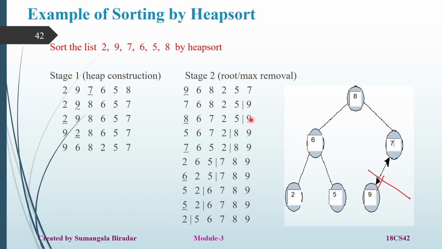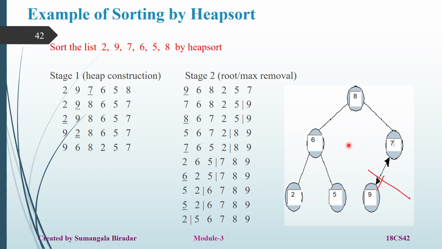After removing it, the next step is to check whether it is a heap tree or not. It is not a heap tree, so you swap. After swapping, you get the values 8, 6, 7, 2, 5 here. Don't consider this node. Assume that this node is already deleted. So now this is your heap tree.